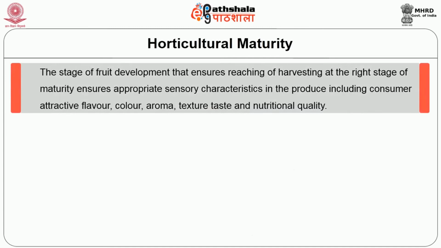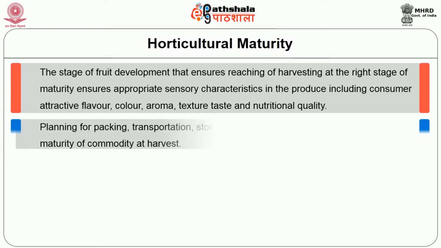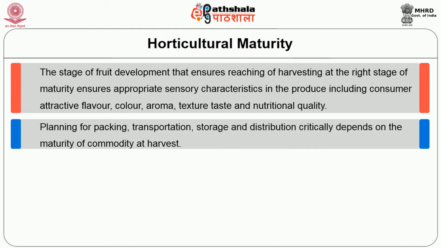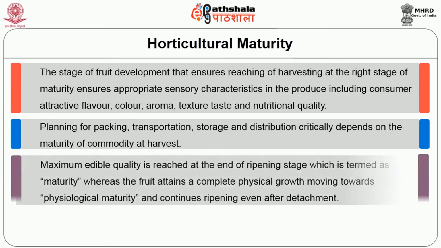The stage of fruit development that ensures reaching of harvesting at the right stage of maturity ensures appropriate sensory characteristics in the produce, including consumer attractive flavor, color, aroma, texture and taste, and the nutritional quality. Planning for packing, transportation, storage and distribution critically depends on the maturity of the commodity at harvest.